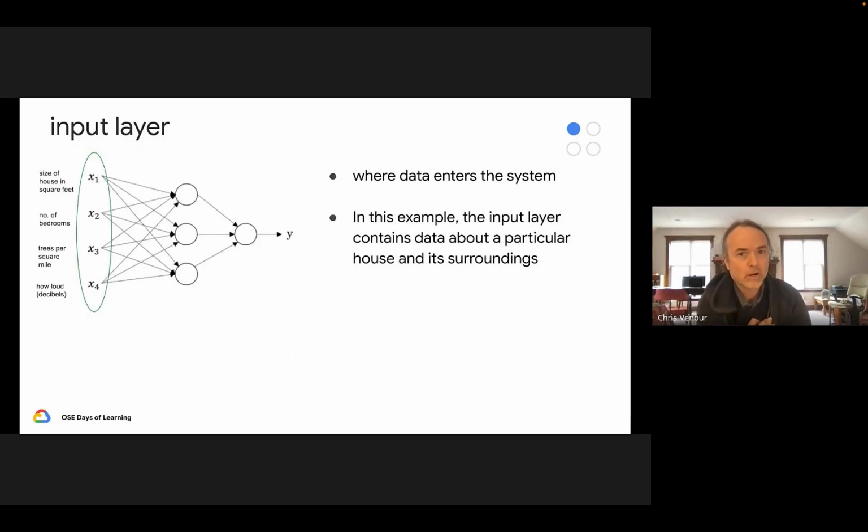The input layer is where data enters the neural network. In this example, the input layer contains data about a house and its surroundings, such as the size of the house, the number of bedrooms, the number of trees per square mile in the neighborhood, let's say, and the noise level of the area. This is just a dummy example. You would probably want a lot more features than that for an actual model. But in this example, the features of a house are fed into the network, and the neural network uses these features to predict what the price of a house might be.